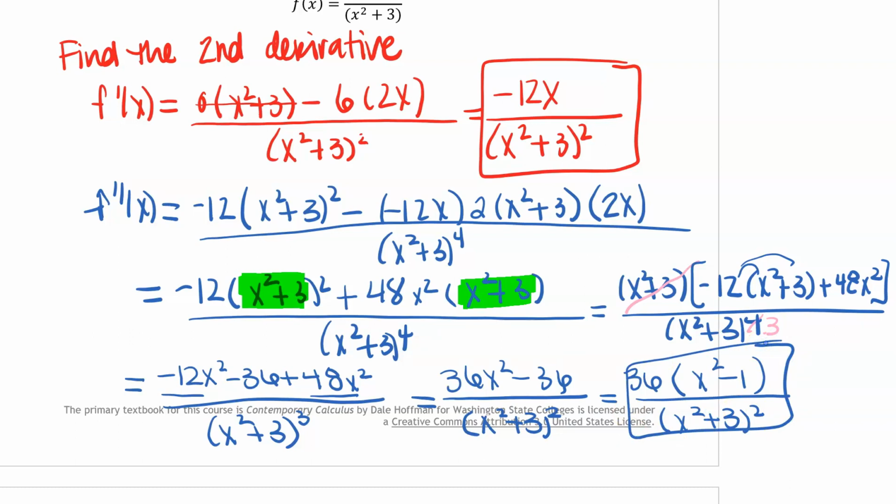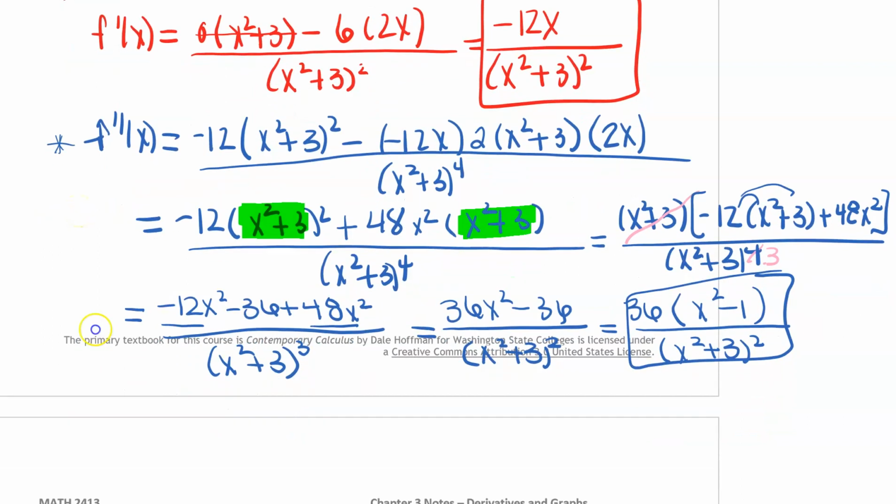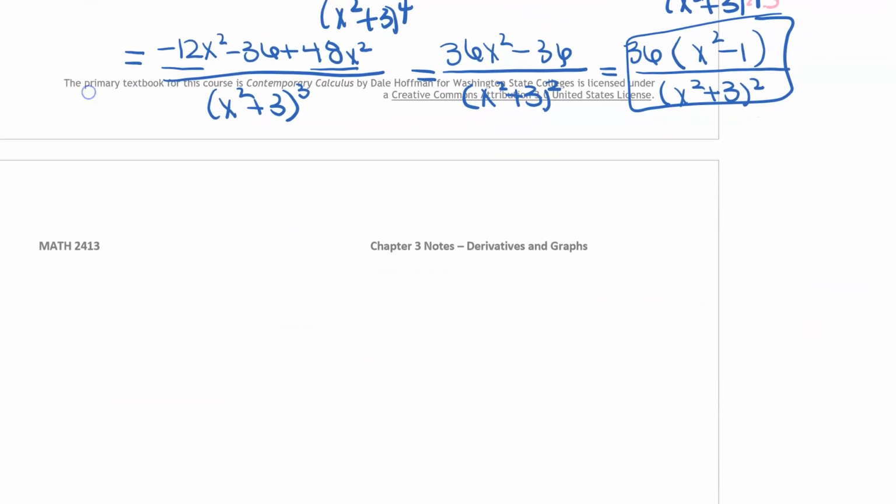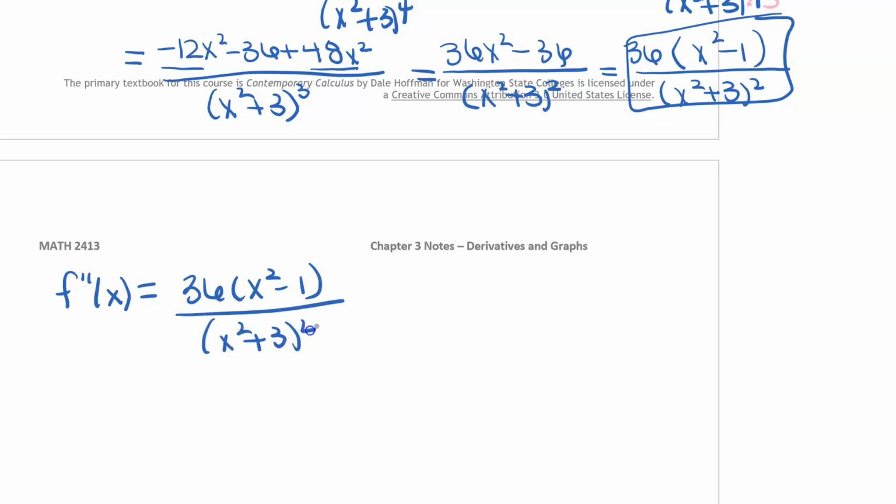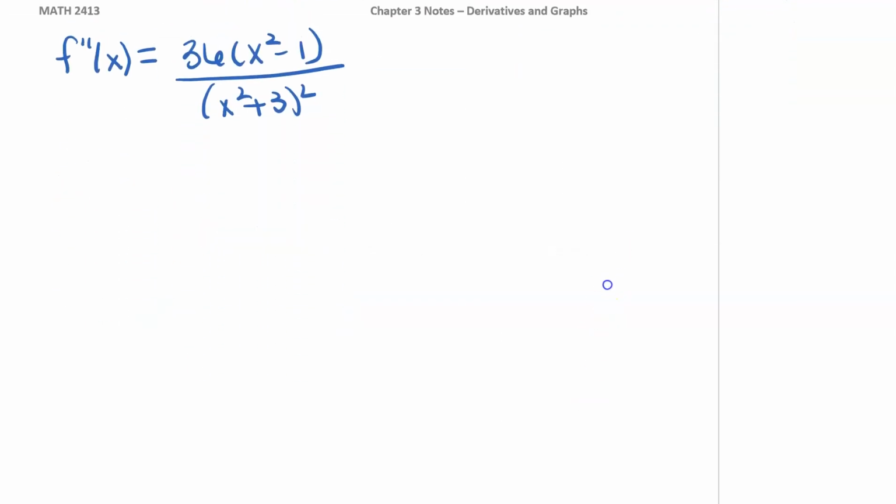And you're going to see in just a minute why I want to fully simplify this out. A lot of you in your previous exam or homeworks would just leave it as a very raw derivative, possibly at this step. You always need to simplify down to lowest terms, because let's see what we can do with that. So just rewriting, my second derivative is equal to 36 times x squared minus 1 all over x squared plus 3 squared, that's my second derivative.